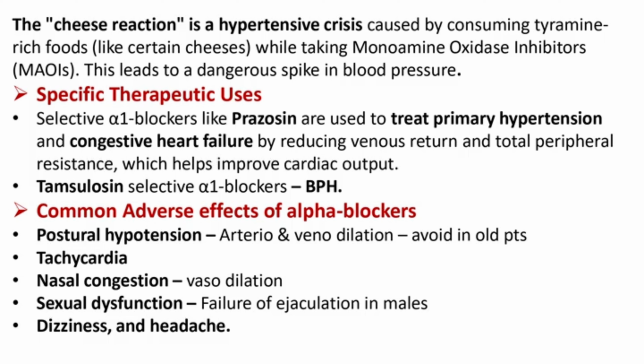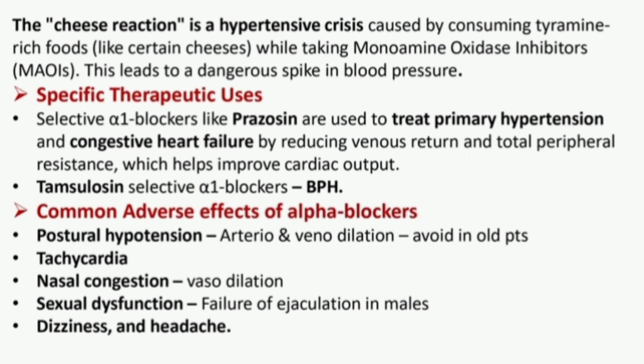And the next one is specific therapeutic uses. That means some of the alpha adrenergic antagonists have specific uses. The first one is selective alpha 1 blockers like prazosin. It's a selective alpha 1 blocker. It's mainly used to treat primary hypertension.